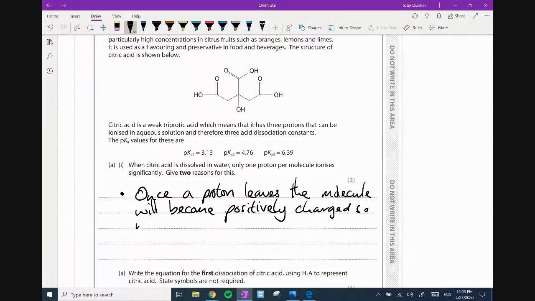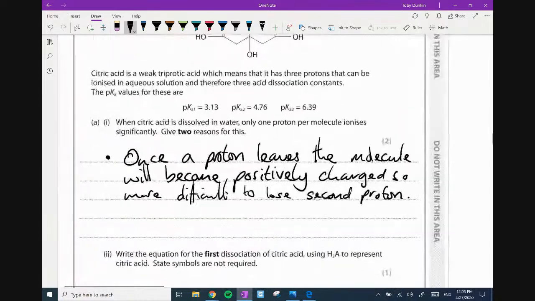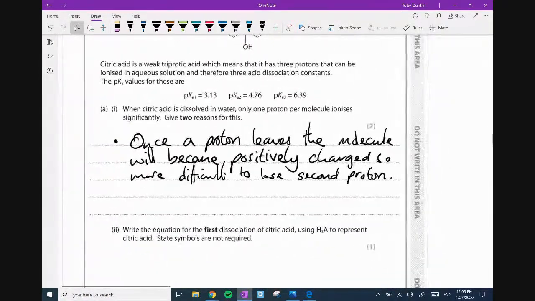So more difficult to lose a second proton. Also, what else is going to happen? What's the second reason? Yeah, pushes the equilibrium back to the right.